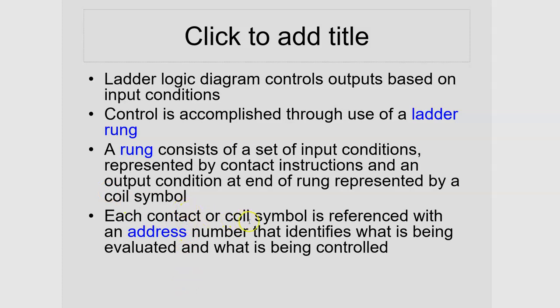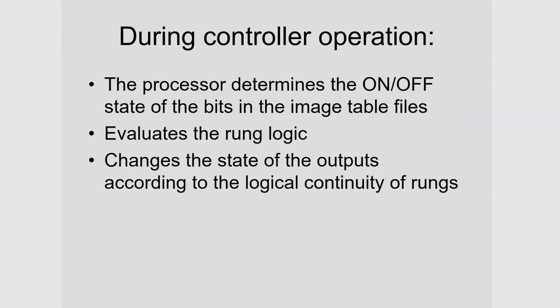Each contact or coil is referenced with an address. This actually turns out to be pretty important. We talked a little bit about it, but some kind of way you have to map the screw terminal that your sensor or switch or button is connected to a position in the input or output image table, and then that has to also be mapped to the command, the instruction that you're using. And the way that happens is by addressing. We'll have more to say about addressing a little bit later on.